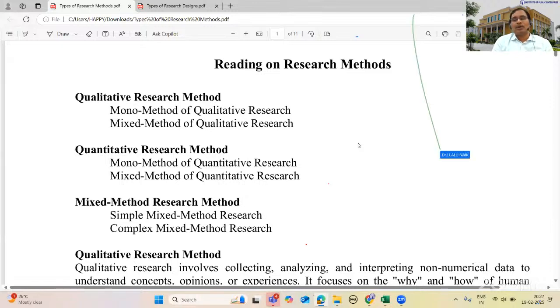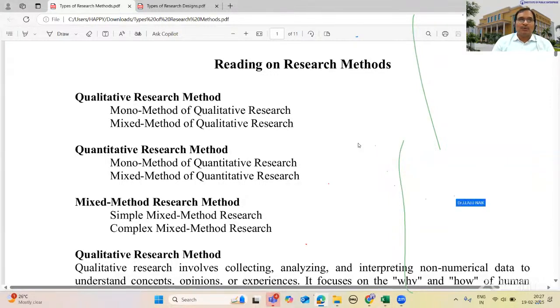So again, in quantitative research methods, you have 2 methods: a mono method of quantitative research and a mixed method of quantitative research. In mono method, you're using only one approach of collecting the data, simply say a questionnaire survey method is used to get the data. In a mixed method, you will have multiples. You have primary data, you have secondary data, you combine both and do the analysis. That's quantitative. And the third research method that we have is mixed method research. A mixed method research is a combination of both qualitative and quantitative data methods.